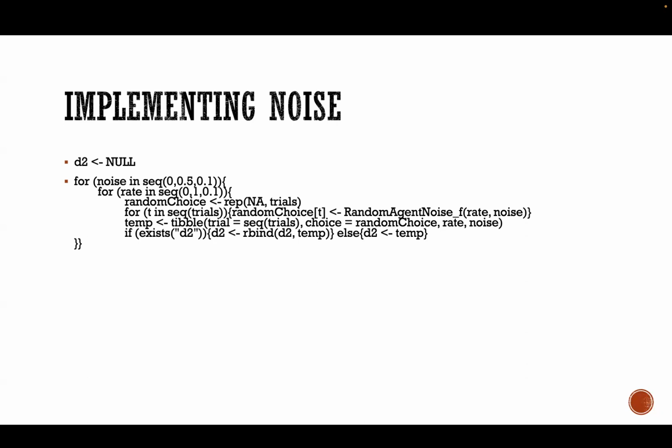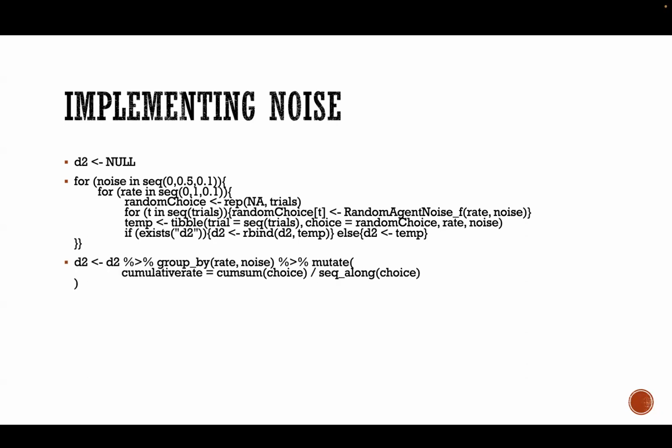By doing this, and again, we'll see when we parallelize, there are better ways of doing this, we say for each level of noise, try all the levels of rate, right? So we have the full combination. Does this make sense? Then we do our trick where we group, this time by rate and noise, because we don't want to mix all the levels of noise within the same rate, right? We want to keep all the combinations separate. We calculate our cumulative rate.